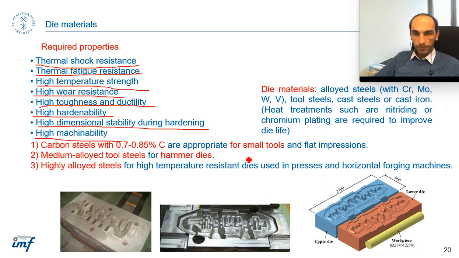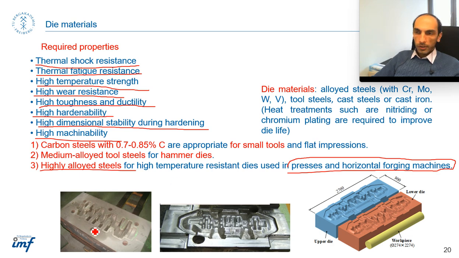If you want to produce small tools, then you can use high carbon steel as the die material. If it is for hammer dies, then you should use medium alloy tool steel. And if you want to use a horizontal forging machine with a high pressure, then highly alloyed steels are required.